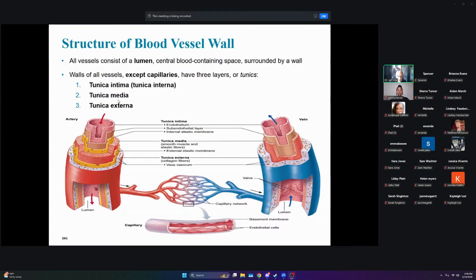So the arterioles, again, are the vessel type that are the most responsible. They by far have the largest responsibility for redirection of blood.